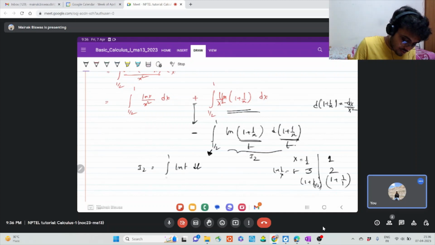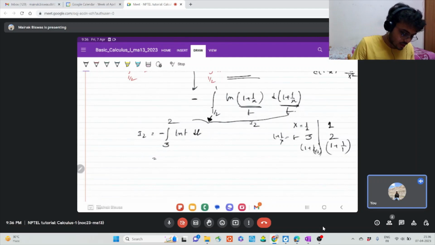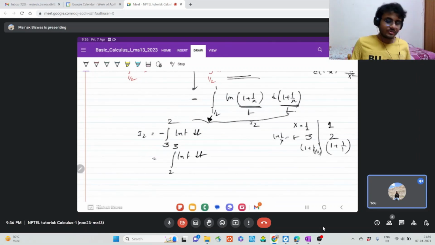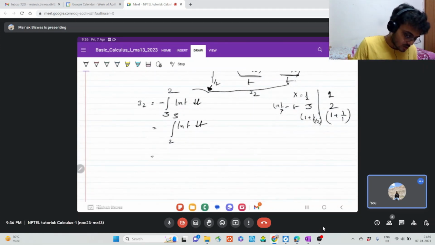So I will write it from 3 to 2, right? Or if you take the minus sign with it, I can replace the limits. Because by the fundamental theorem of calculus, it's f of 2 minus f of 3, or the negative of that is f of 3 minus f of 2, which is nothing but the integral from 2 to 3 of log t dt, right? So this again is an integration by parts technique.